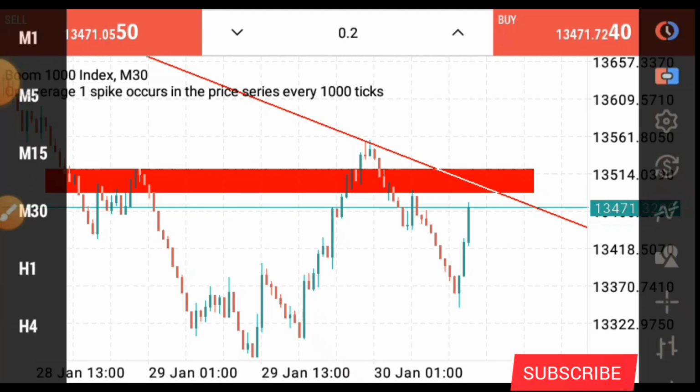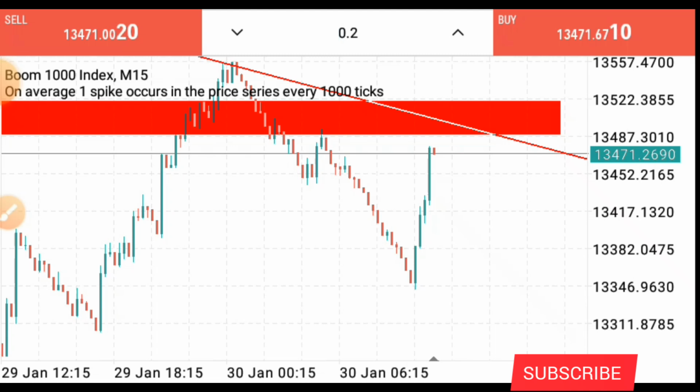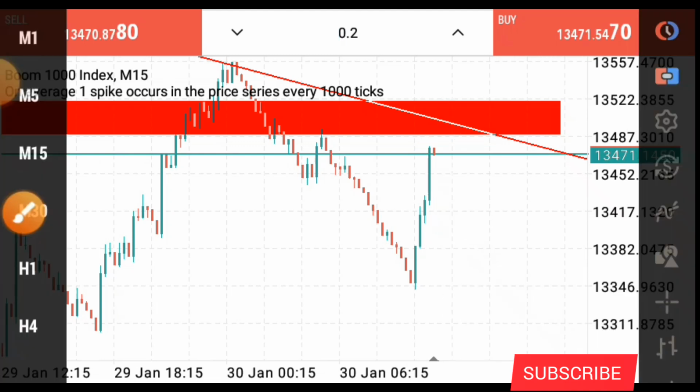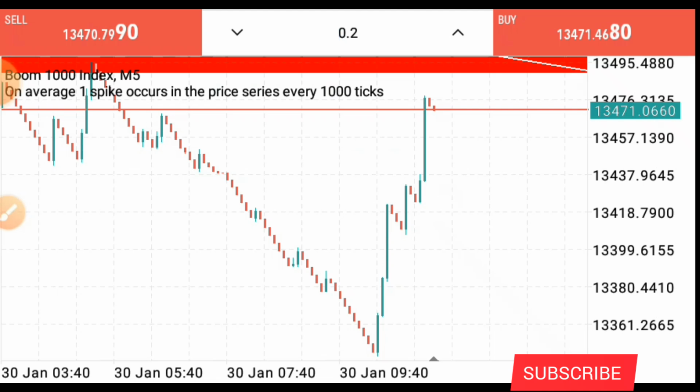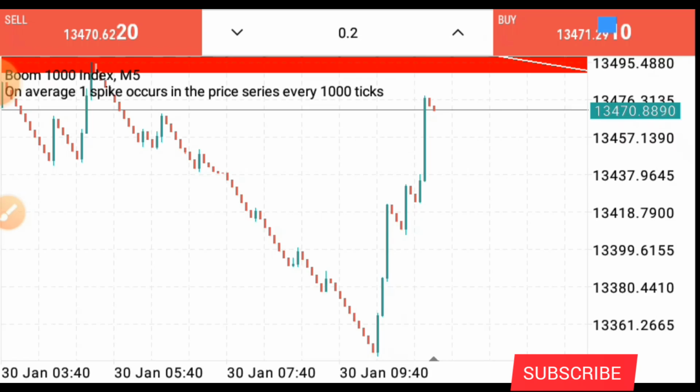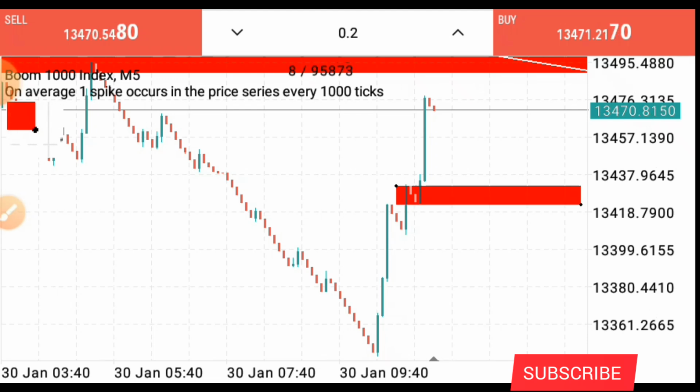Now this is how I will be taking my entry based on this. Based on what I'm seeing here on the 15-minute time frame, I'll wait for price to get to this zone. Whenever it gets to this zone, I'll go down to the 5-minute time frame. Here on the 5-minute time frame, I'll wait for a break of structure. I'm waiting for price to break below this structure before I take my entry.